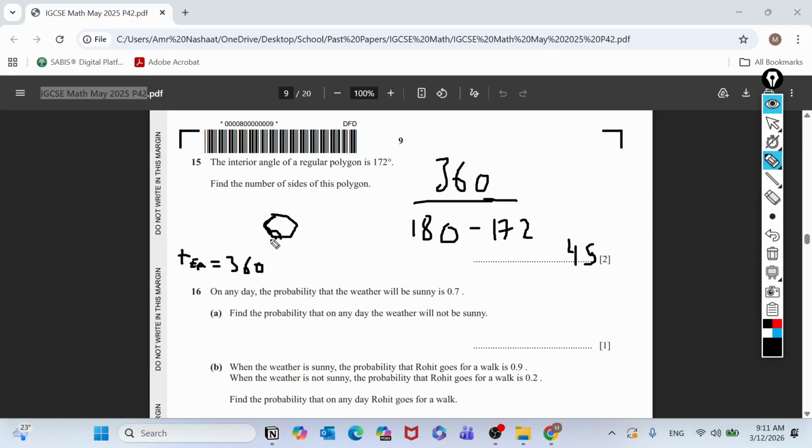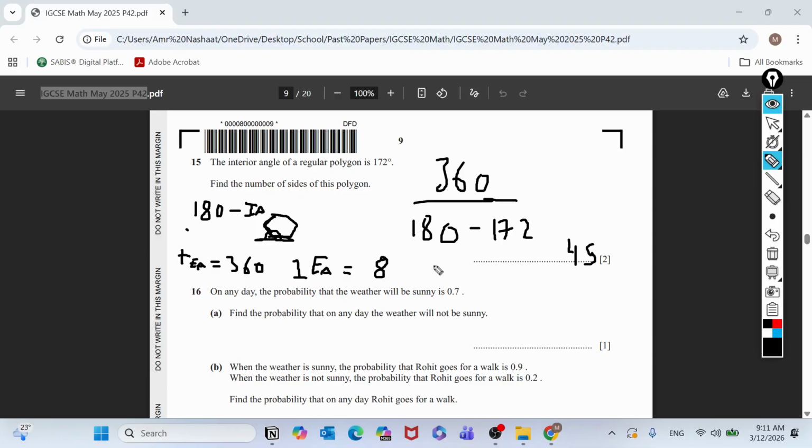How do you find an exterior angle? It's a straight line and you're continuing it, so it's gonna be what? 180 minus the interior angle. So here you do 180 minus 172. You get one exterior angle. One exterior angle equals what? 8. One exterior angle equals 8.